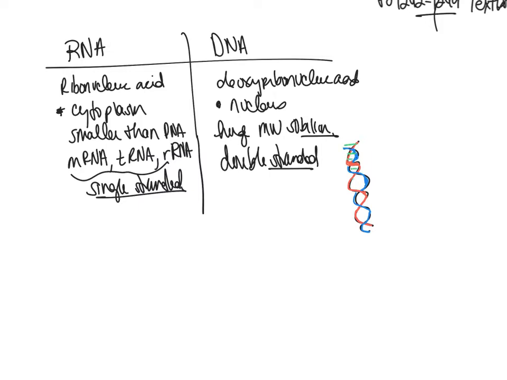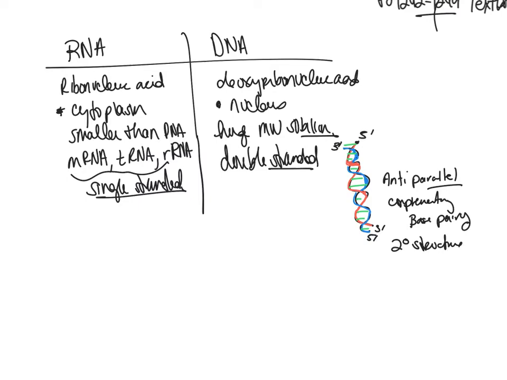And we'll talk about what that looks like. One strand is going to be from the 5' to the 3', whereas the other would be from 3' to 5'. This is the anti-parallel complementary base pairing. So that's your secondary structure. This is secondary structure.